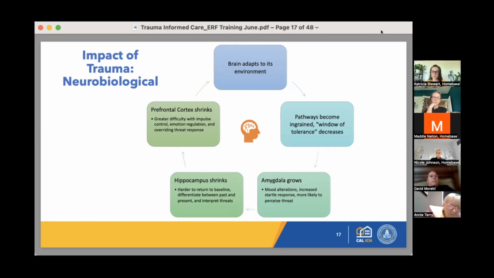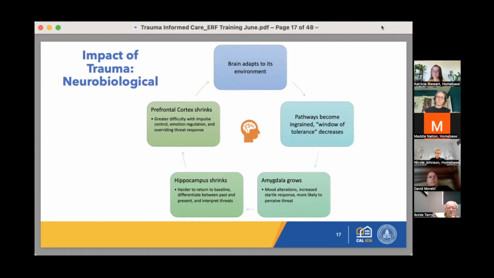With that, the amygdala grows, which can result in mood alterations, increased startle response, and a greater likelihood to perceive threat around you. That then causes the hippocampus to shrink, and it's harder to return to an emotional baseline. And it can be difficult to differentiate between past and present and interpret threats correctly. And then also the prefrontal cortex shrinks, which makes it difficult to control impulses, emotionally regulate, and override your threat response. And this is like a mini cycle that happens over time with repeated exposure to stress or prolonged stress or trauma.